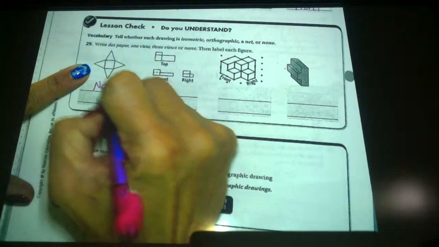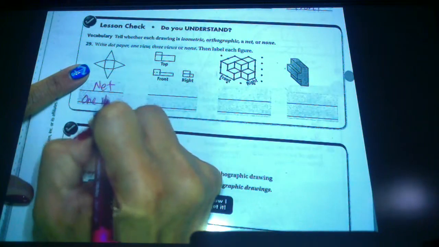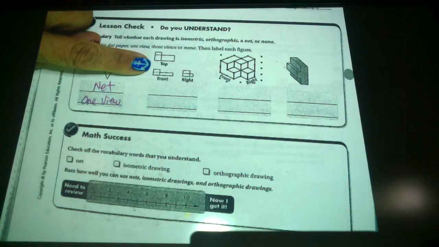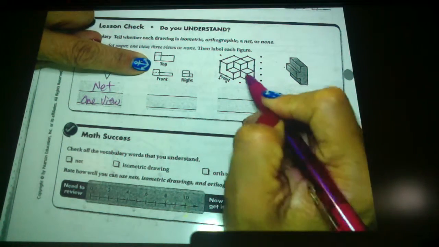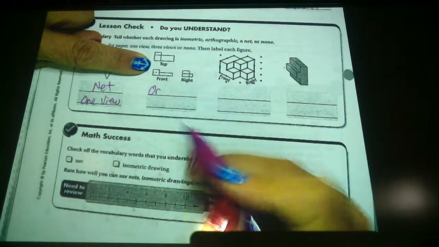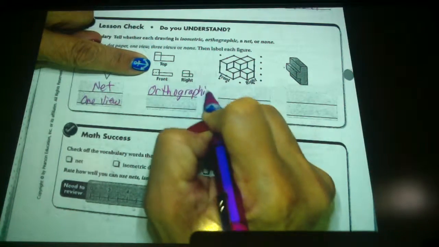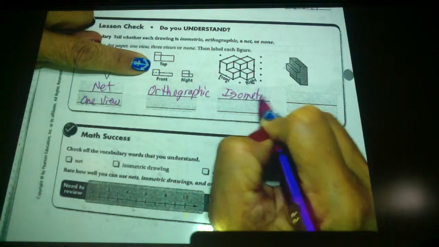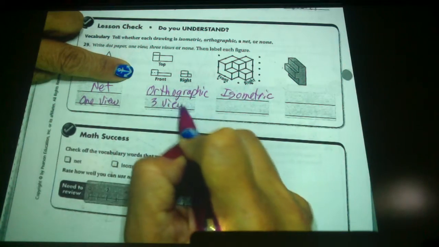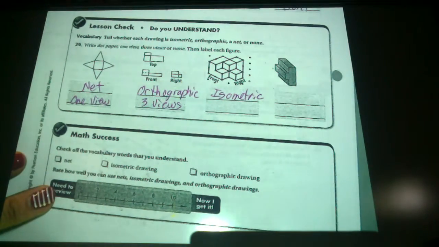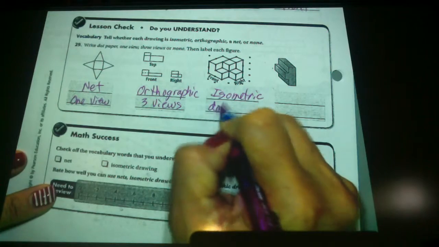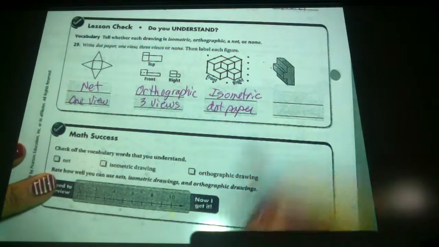All right, so then the last part, go ahead and fill this in. Is this a net, or is it orthographic, or is it none? This is a net. This is one view. What is this? That's the orthographic. That's the proper orthographic. Because this right here is actually the isometric. So this is orthographic, whereas this is isometric. And so this shows you three views. This isometric is done on dot paper. And then this is none. And none.